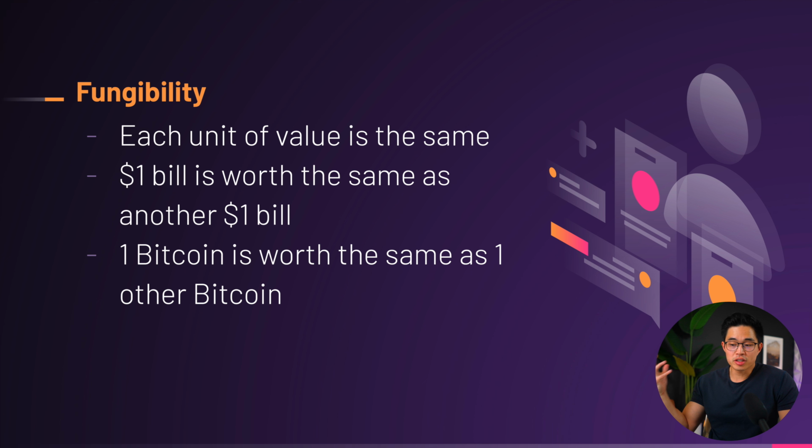And then lastly, fungibility is a really important aspect of the value of a currency. If a currency is fungible, that means that each unit of value is the same. So for example, a $1 bill is worth the same as another $1 bill. And similarly, one Bitcoin is worth the same as another Bitcoin. Another good example is the fact that you can buy something for either one $100 bill or 100 $1 bills, and you would be getting the exact same thing because they are both worth the same.